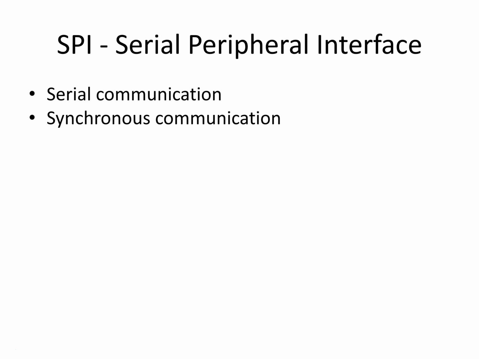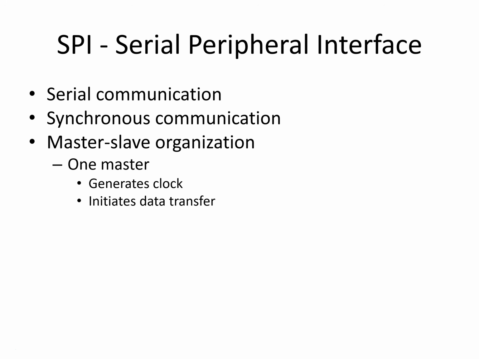SPI is a synchronous communication approach. This means that along with the data, a clock is sent to help synchronize between the two or more communicating elements. SPI is set up as a master-slave organization. There is one master in the system. This master, in addition to sending the data that it wants to send, will generate the clock that synchronizes the two communicators, and it is also the party that is responsible for initiating the data transfer. This means that a slave cannot start a data transfer, only the master can.